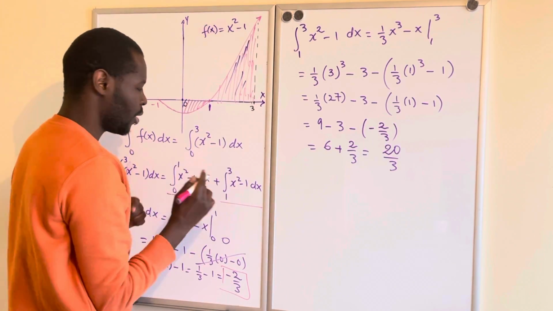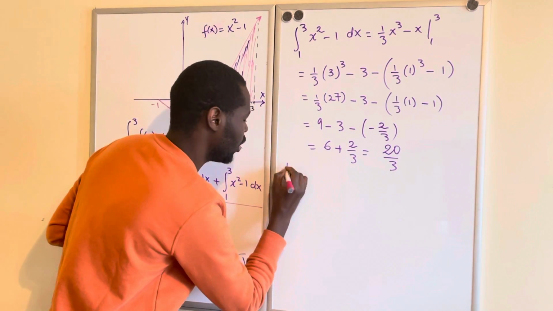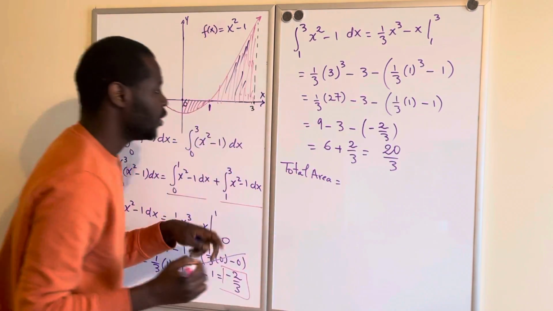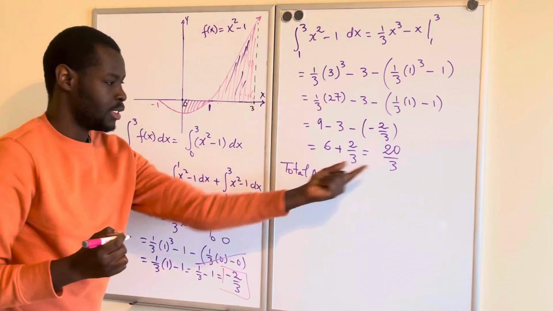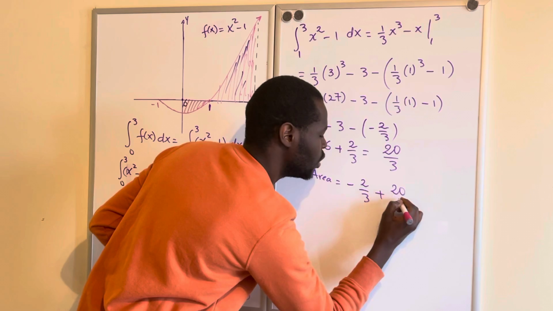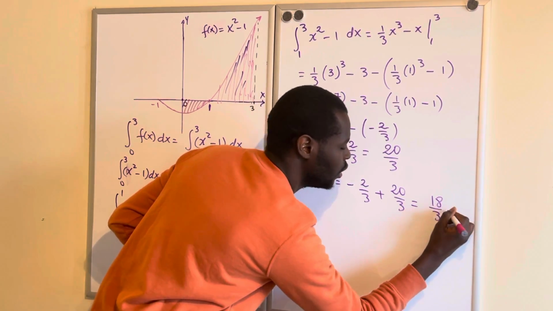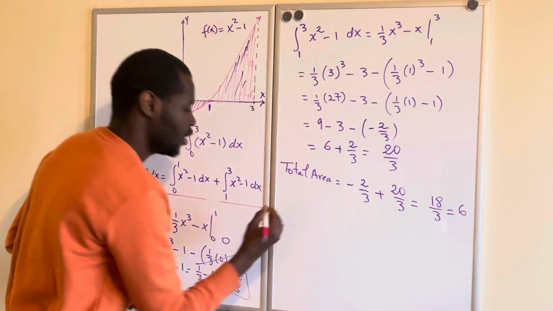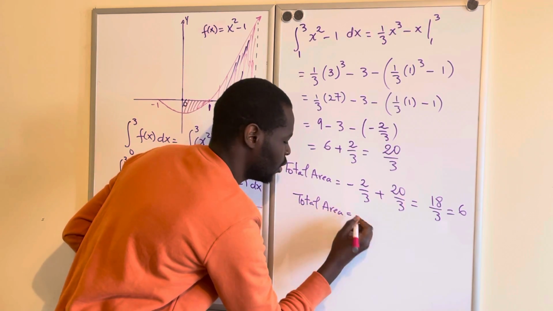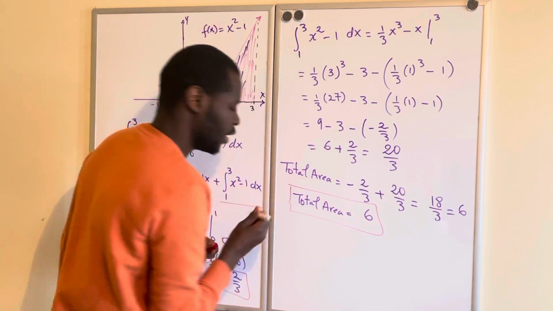Now we have to add them up, because that's what we're trying to do from here. So the total area equals this area plus this area. So negative 2/3 plus 20/3 will give me 18/3, and this equals 6. So you can say that the total area equals 6. And that will be it.